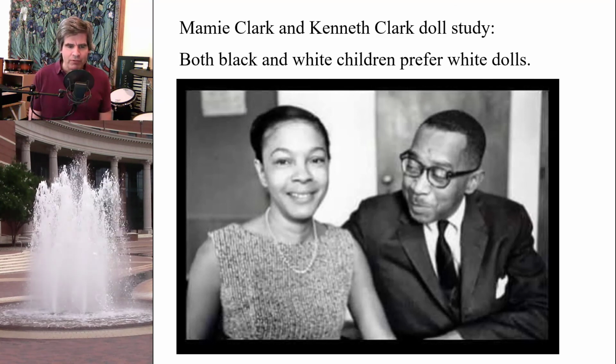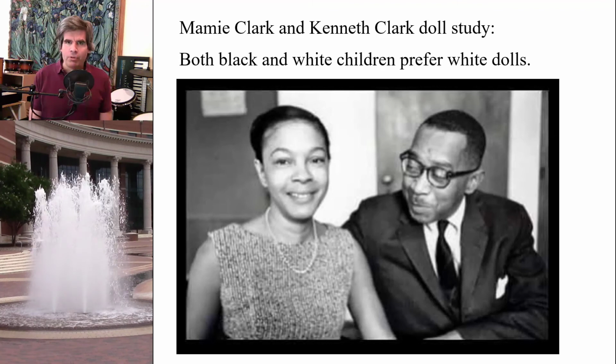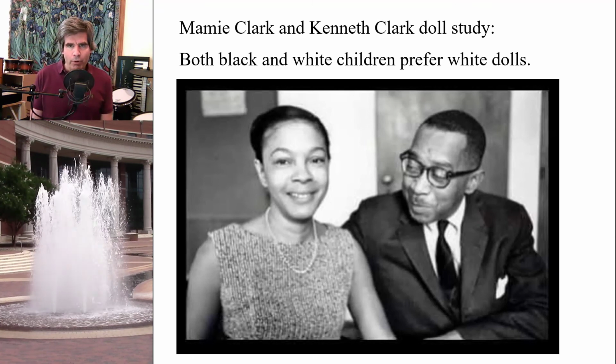So the Clark study involved observing children as they played in a playroom that had both black dolls and white dolls in the playroom. And they observed both black children and white children playing in their playroom. And they found, not surprisingly, that the white children preferred to play with the white dolls. But importantly, they also found that the black children preferred to play with the white dolls as well. So their study illustrated one of the effects of racism on black children.